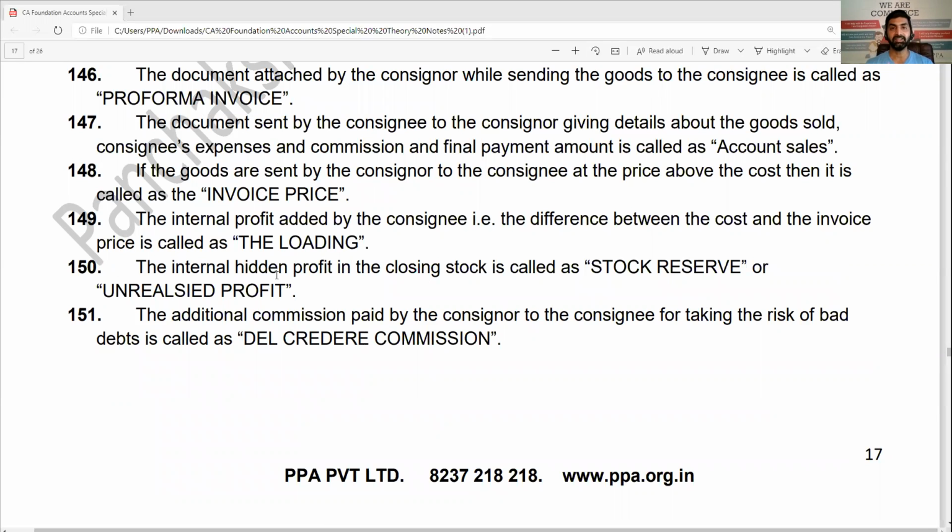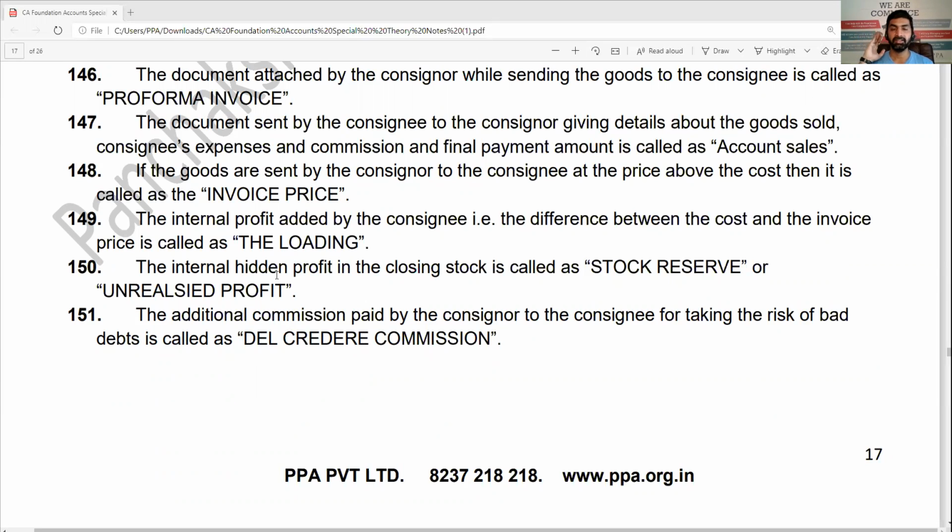Now, let's assume I sent 10 units to him at 60,000. So 6 lakh rupees was the total invoice price, while 5 lakh rupees was the cost. 1 lakh was loading, that is internal profit added. Till the end of the year, he sold 8 units and still 2 units are with him. That means 2 units multiplied by 10,000, so internal profit of 20,000 is added in closing stock.